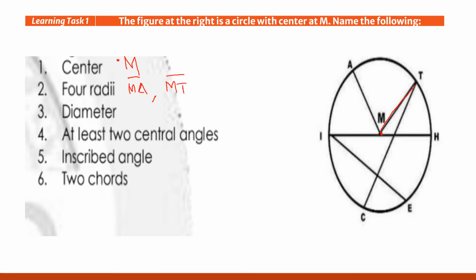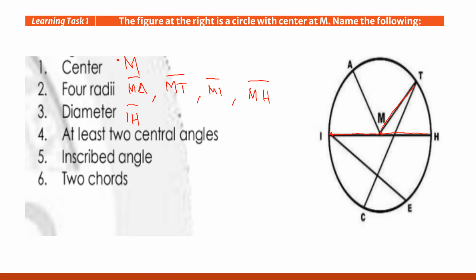Okay, dalawa. Tapos, meron tayong segment MI. Yun, tatlo. At ang pinakahuli ay segment MH. So, yan yung ating radii. Okay, now, diameter. Ito yung chord na nag-pass through sa center. In this given, ang chord na nag-pass through sa center, ayun, yung chord or segment HI.